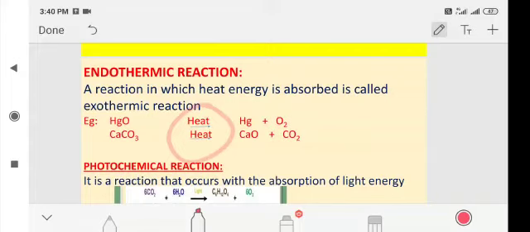In the same way, the second one, calcium carbonate. This calcium carbonate can be decomposed into calcium oxide and carbon dioxide by heating. So in these two reactions, you will see that heat energy is involved. That means for the breaking of both the compounds, heat energy is required. So such a reaction is called an endothermic reaction.